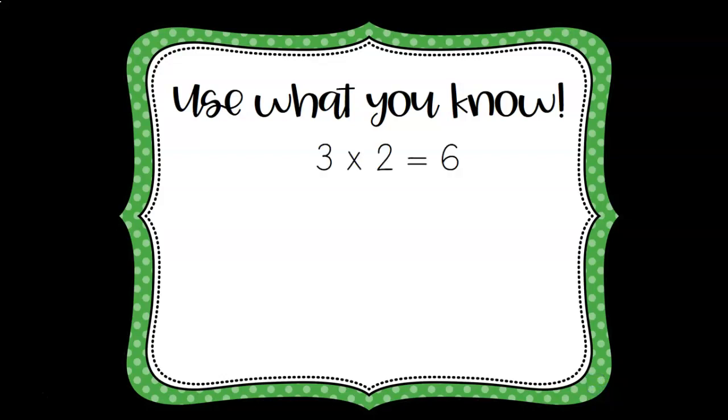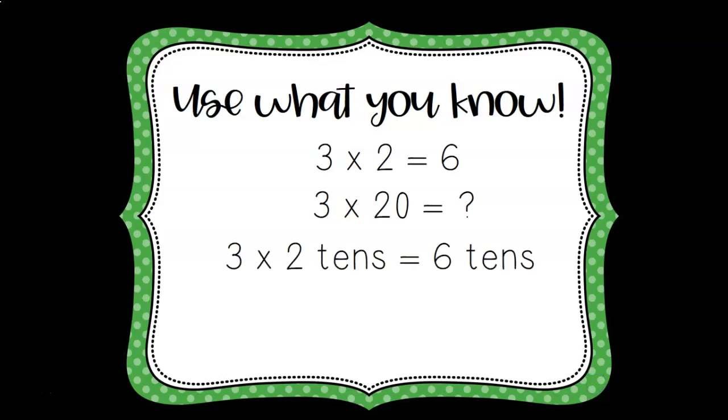If we know that 3 times 2 is 6, that's a basic fact I already know, then that means that I should probably know 3 times 20. I'm going to think of it as 3 times 2 tens equals 6 tens. So I just used my basic fact of 3 times 2 and then added the tens. So I had 6 tens. And I know that 6 tens is 60. So 3 times 20 is 60.